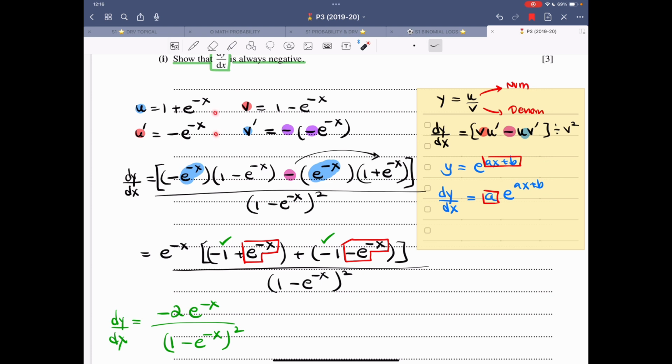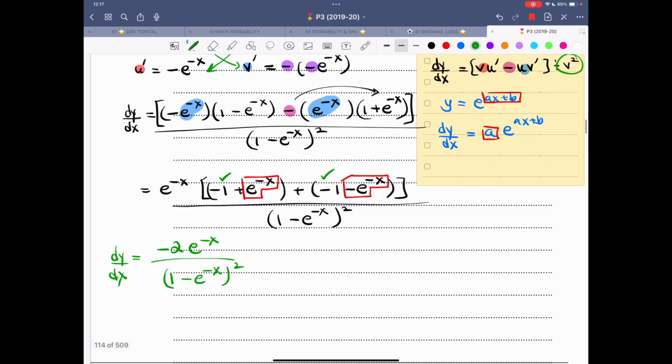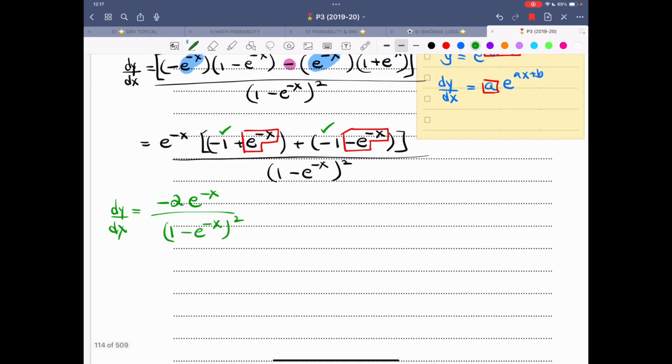This is u prime, this is v prime, applying the quotient rule. So let me write over here, this is the quotient rule that we have applied. That is v u prime minus u v prime over v square. So all this thing is applied. The minus is taken common, the exponential is taken common, everything is done. Now comes the next part.